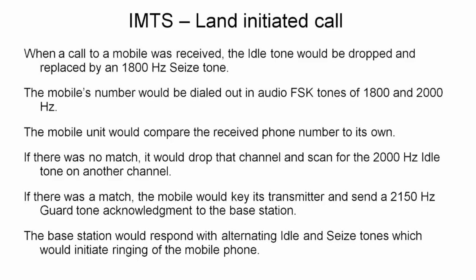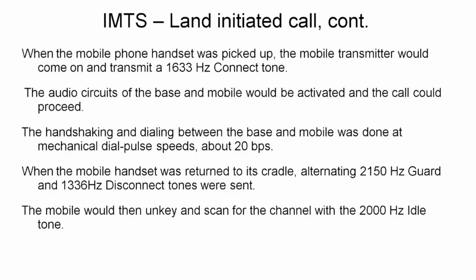The base station would respond with alternating idle and seize tones, which would initiate ringing of the mobile phone. When the mobile phone handset was picked up, the mobile transmitter would come on and transmit a 1633 hertz connect tone. The audio circuits of the base and mobile would then be activated and the call could proceed.